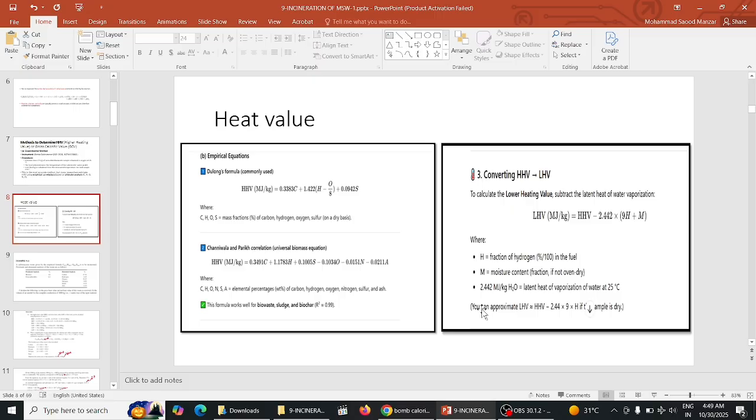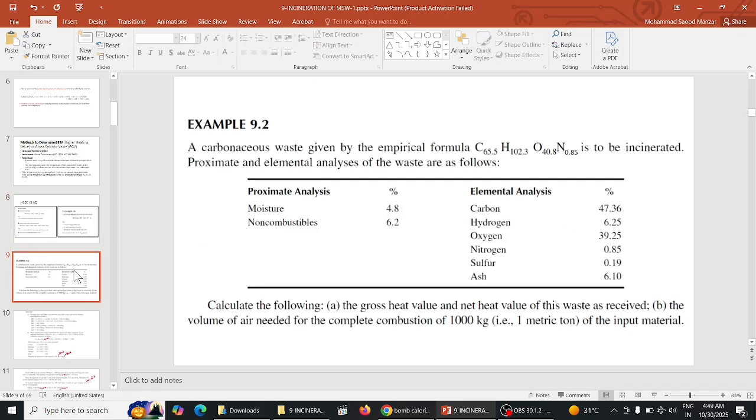So we can approximate LHV is equal to HHV minus 2.44 into 9 into H, if there is no moisture. So if this term is 0, it would be just this. Okay, now let us solve a simple numerical.